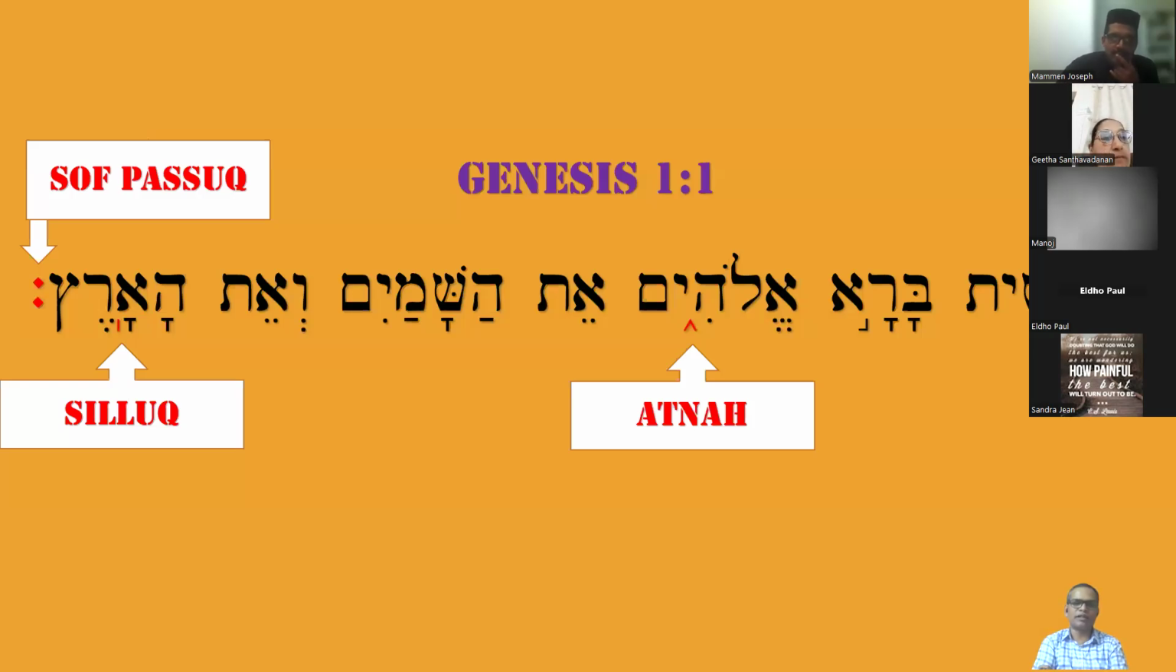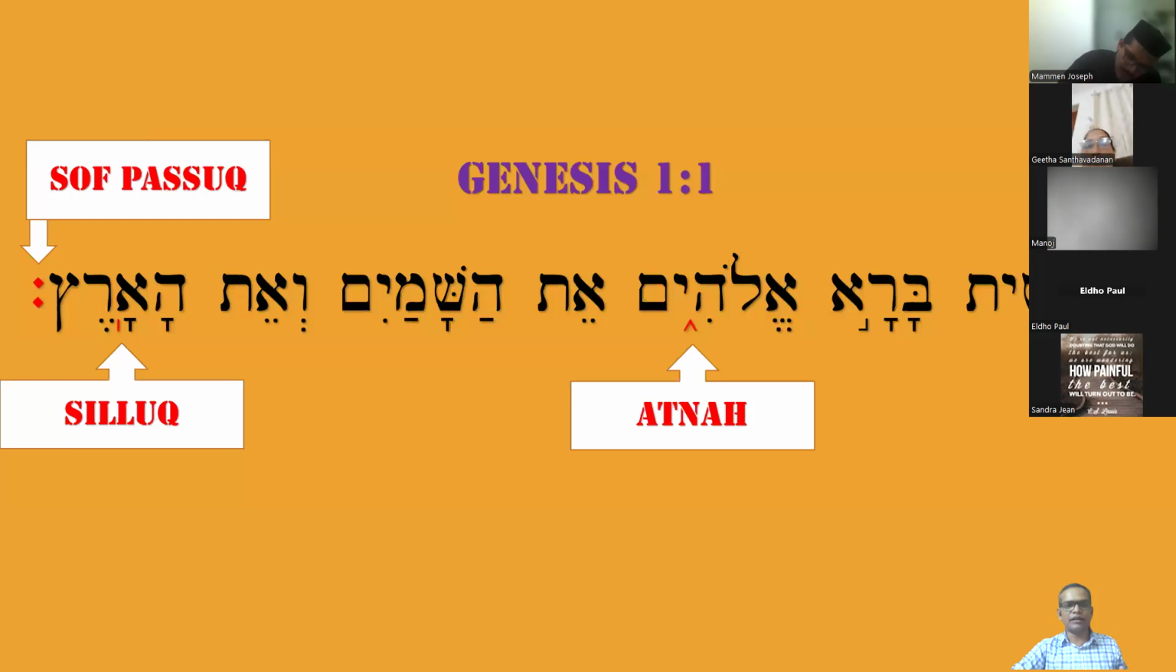So the grammar has been designed for the text, because this is classical Hebrew. This is not modern Hebrew. Fine. All right. So the first half is finished. So these accents are called disjunctive accents because they are helping us to understand which is the first part, which is the second part, which is the first half, which is the second half, and so on and so forth. So first half I have understood now.